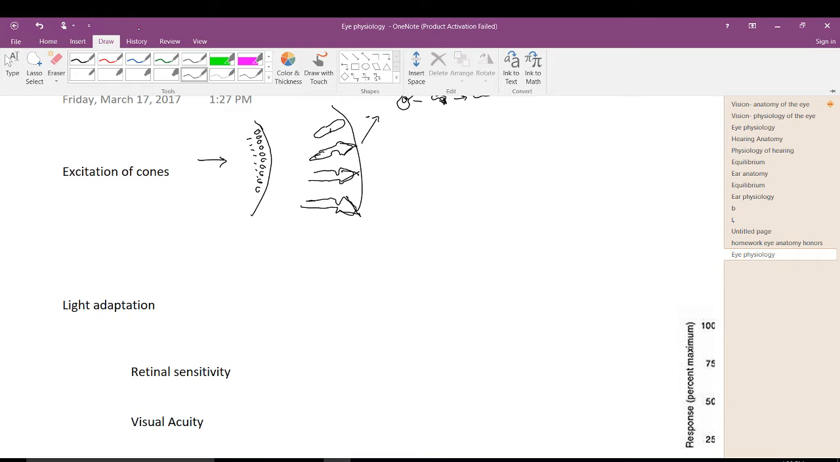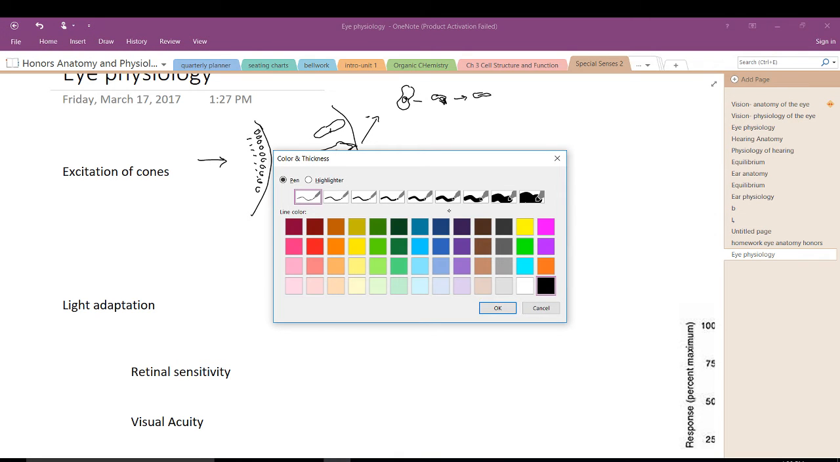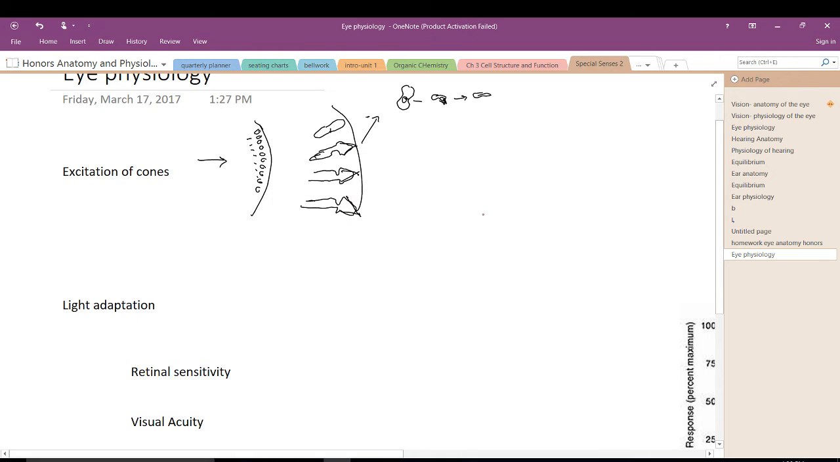Let me go ahead and get the line smaller here. So let's say we have red wavelengths coming down. The red wavelengths coming down might signal this cone, and if it signals that cone, it's going to send a signal to the brain, and the brain is going to perceive that as red.